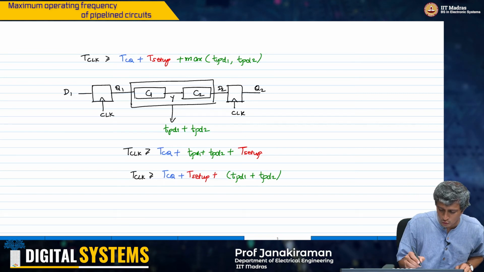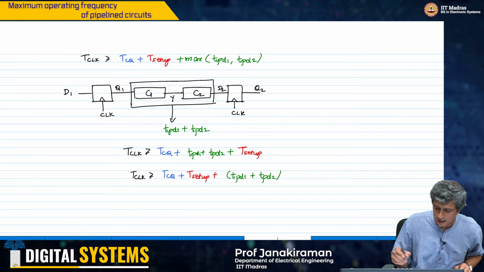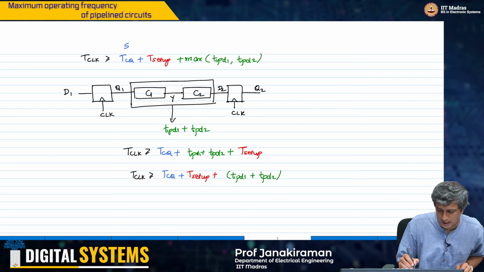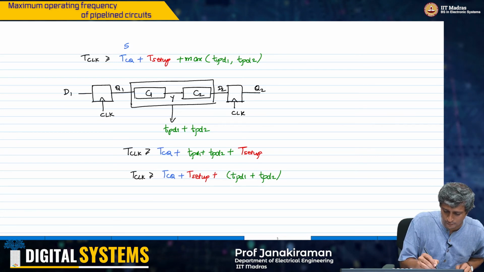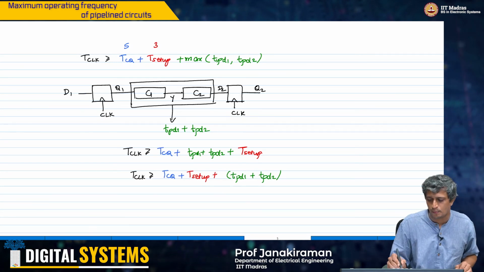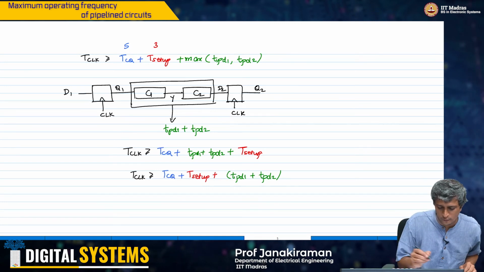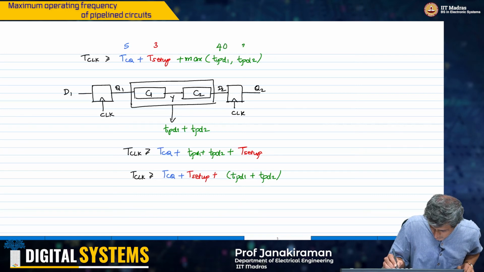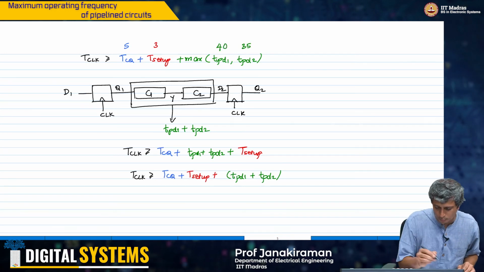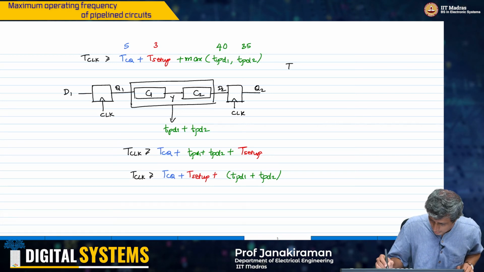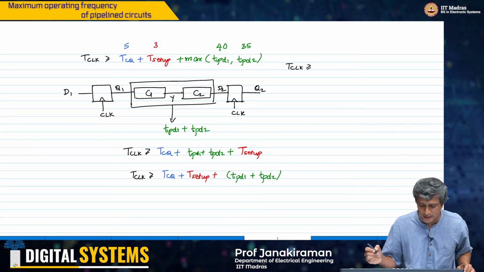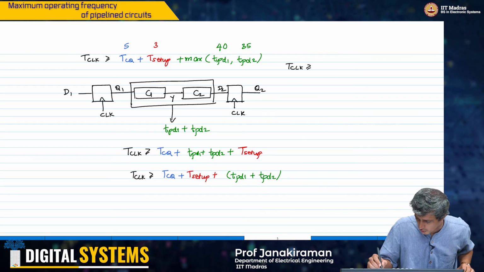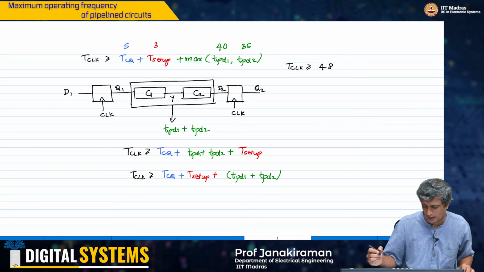If TCQ is, let's say, 5 units of time, setup time is, let's say, 3 units, and TPD1 and TPD2 are 40 and 35 respectively, right? Then it implies T clock should be greater than 5 plus 3, 8, plus maximum of 40 and 35. So it is 48 units of time.